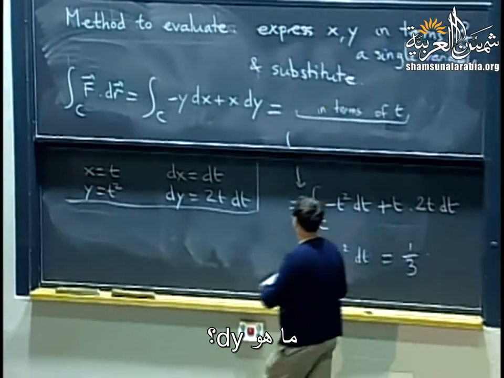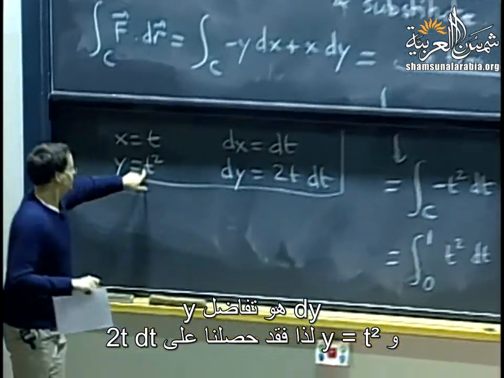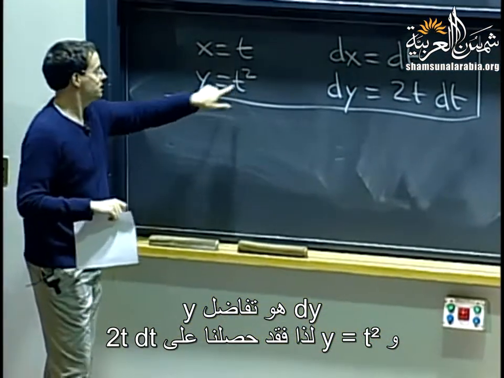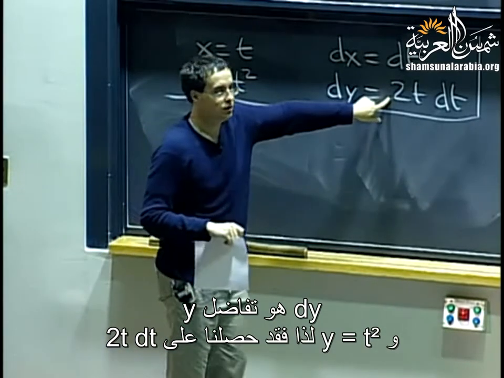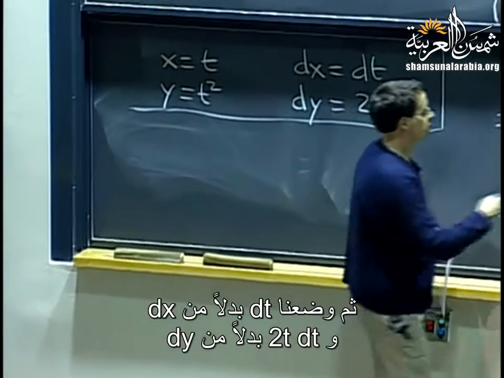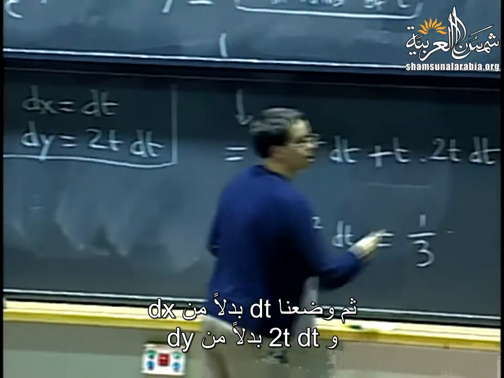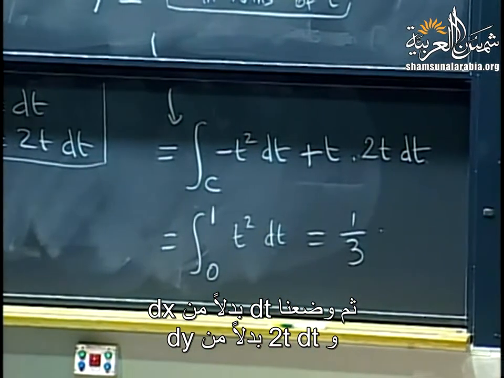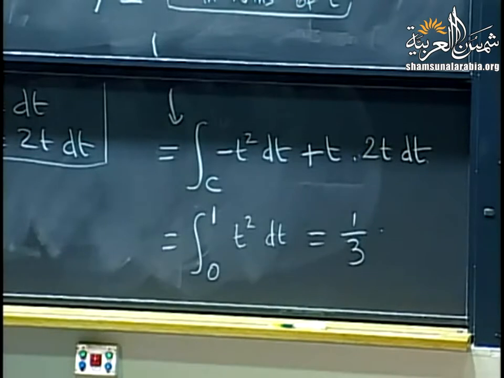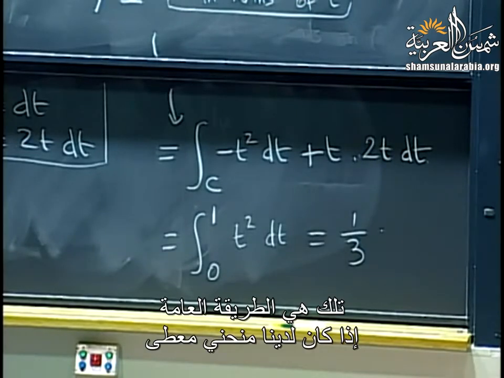When you do dy, so what is dy? Dy is the derivative of y, it's the differential of y. Y is t squared, so I get 2t dt, okay? So I plug dt for dx, I plug 2t dt for dy, and so on. Okay, and that's the general method.